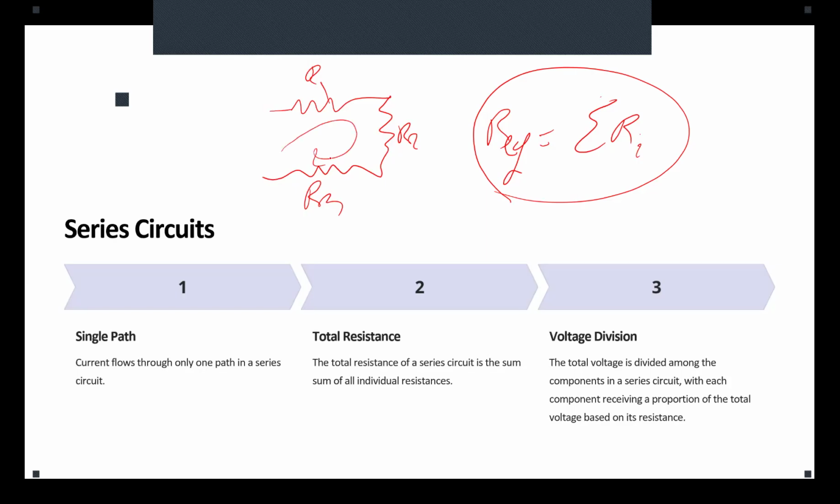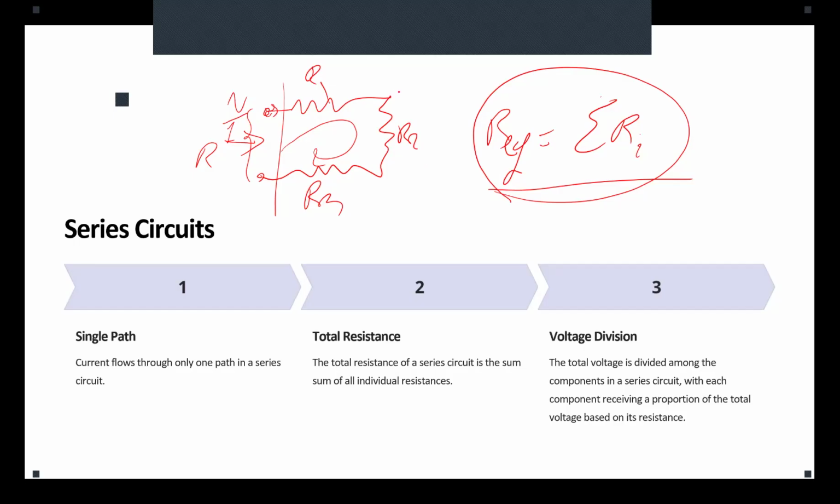You run a KVL here, and you find out what is the resistance that you see from these two terminals, which is the voltage across these two terminals divided by the current that you inject in this terminal. Now, run a KVL, you will reach this formula.